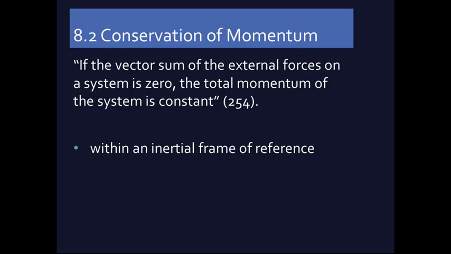What is an inertial frame of reference? Well, if you remember, an inertial frame of reference is a collection of items that are moving at constant velocity. And so they are all moving at the same velocity. They're not accelerating, they're not decelerating, they're moving at a constant velocity. That's an inertial frame of reference. Of course, you can have more than one system within the same inertial frame of reference.